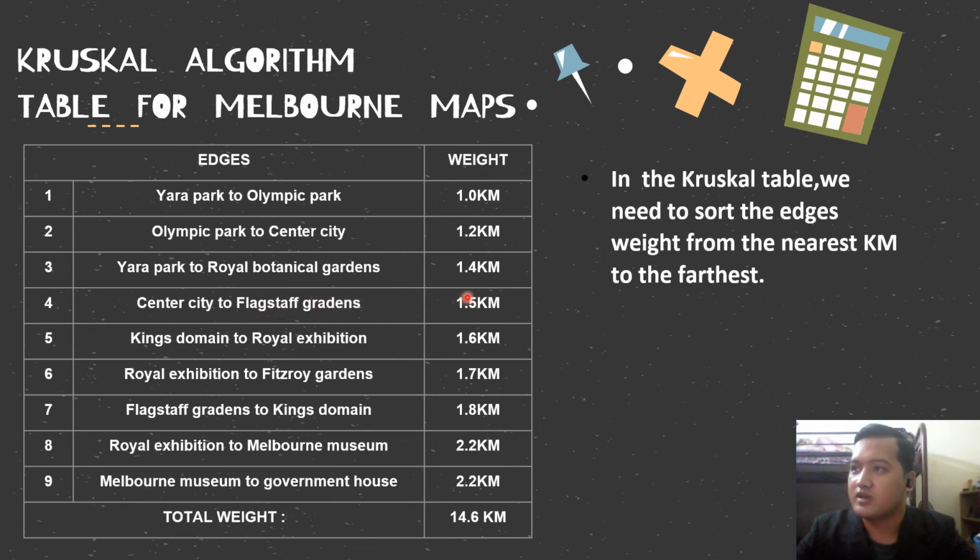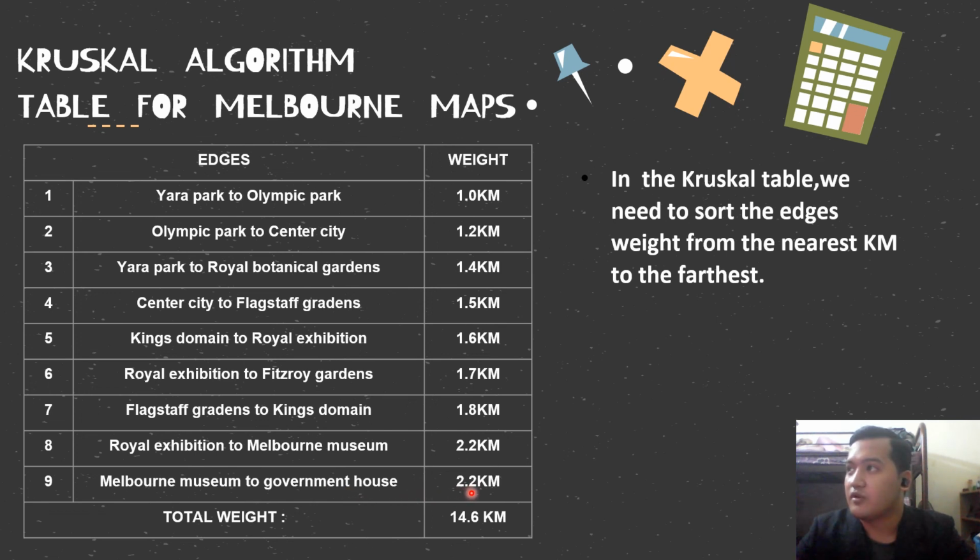And number 4 is City Center to Flagstaff Garden, 1.5 kilometers. Number 5 is King's Domain to Royal Exhibition, 1.6 kilometers. Number 6 is Royal Exhibition to Fitzroy Garden, and the weight is 1.7 kilometers. Number 7 is Flagstaff Gardens to King's Domain, 1.8 kilometers. Number 8 is Royal Exhibition to Melbourne Museum, 2.2 kilometers. And the last one is Melbourne Museum to Government House, 2.2 kilometers.